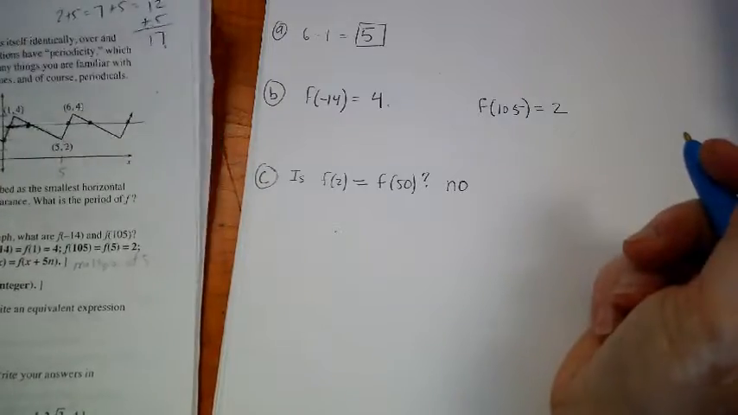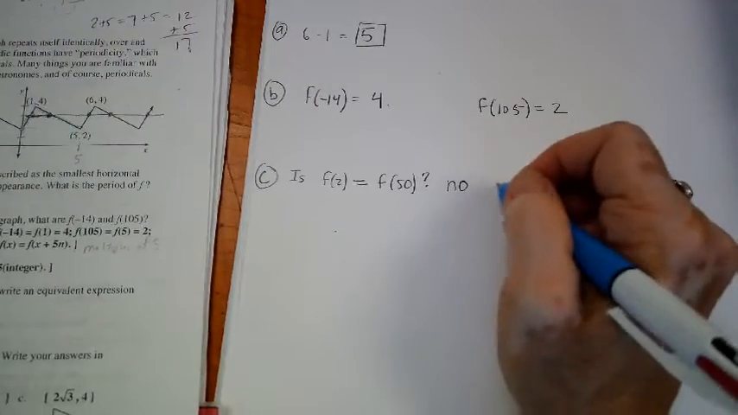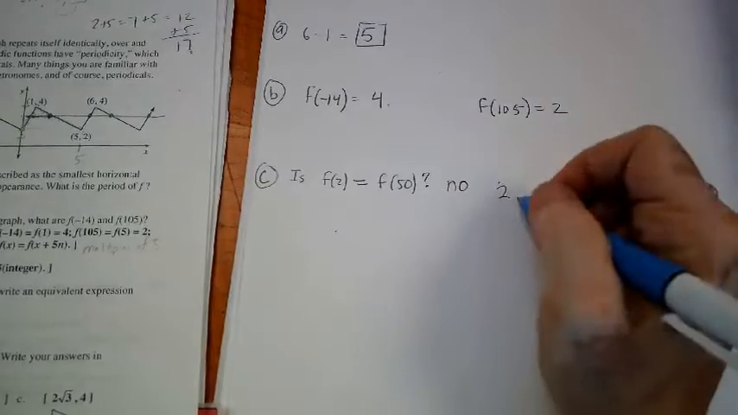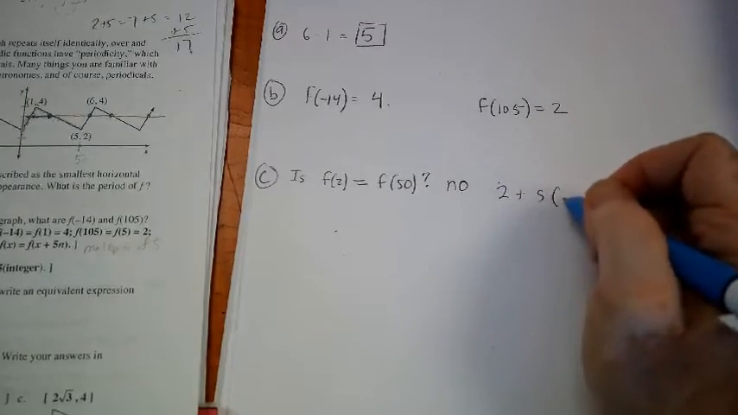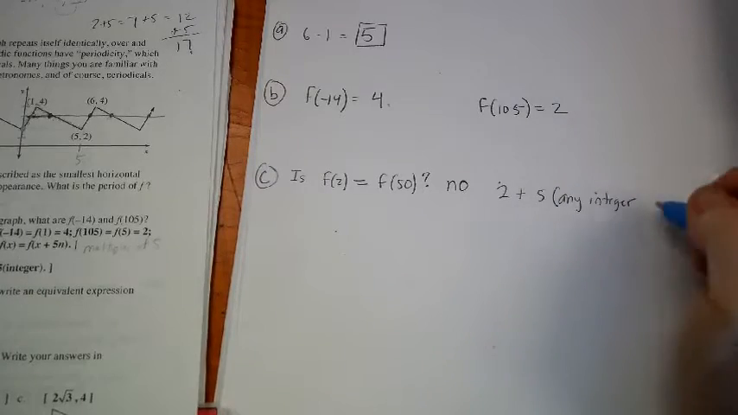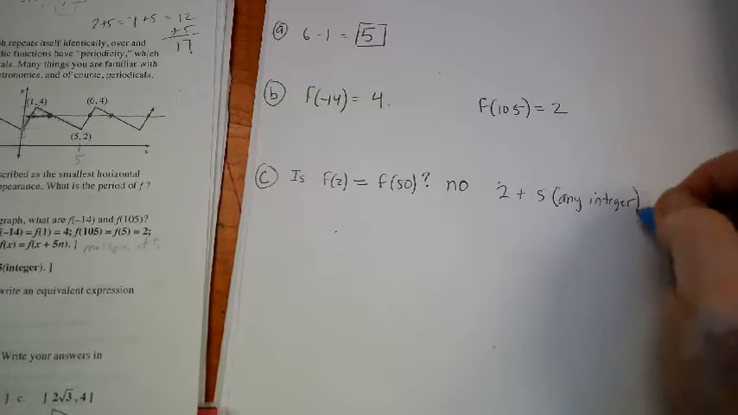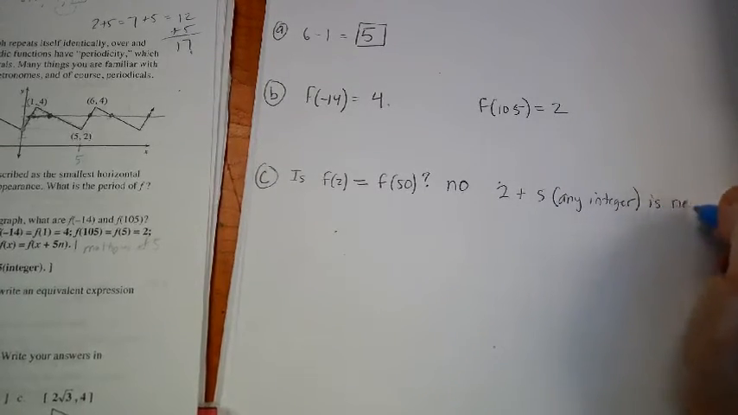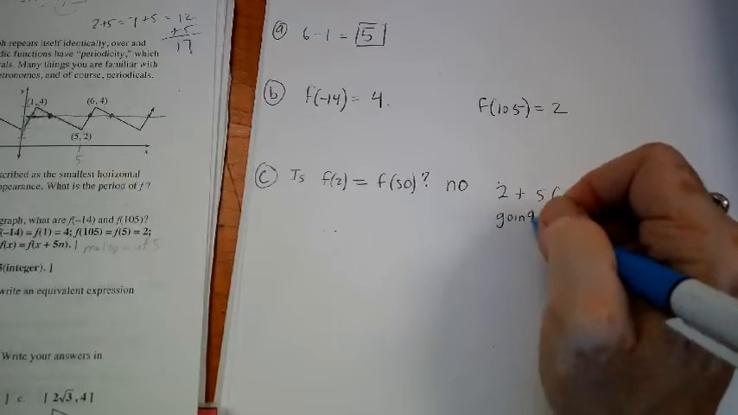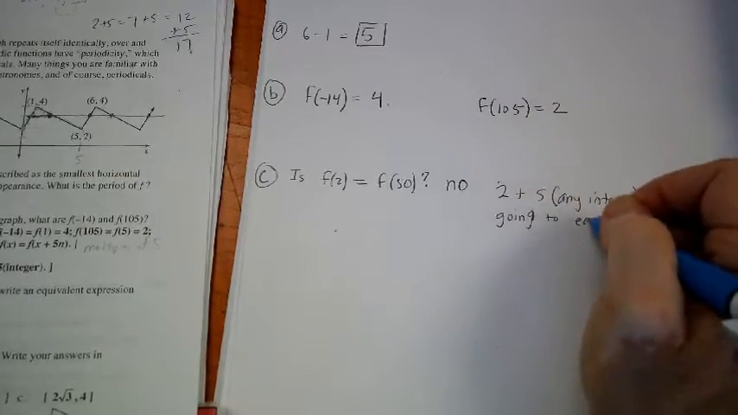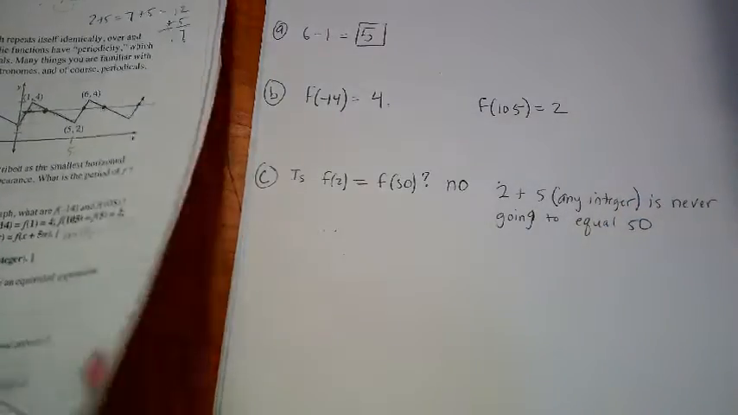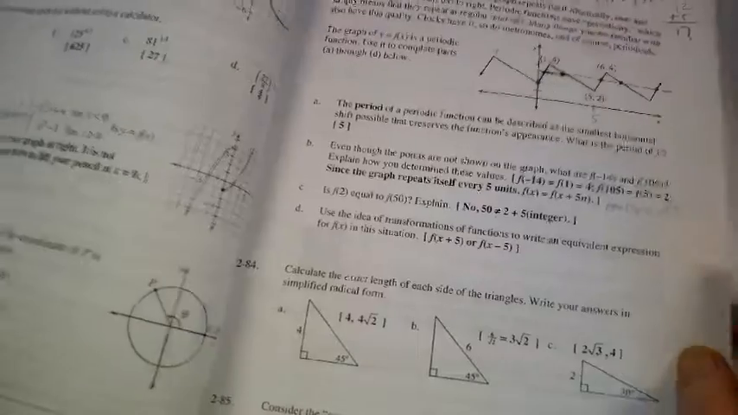And that's because, I like how they said it, 2 plus 5 times any integer is never going to equal 50. It's not a factor of 50. Okay, and then, oh, what a problem.